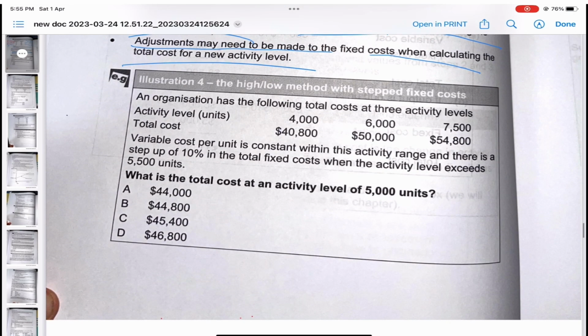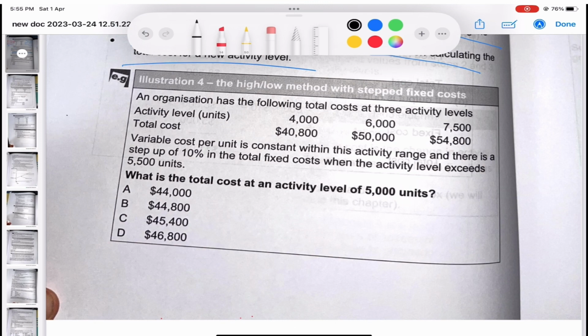The only thing we need to see is there is a step fixed cost in the question. So read the question properly. There is a step up of 10% in the total fixed cost when the activity level exceeds 5,500 units. So we are given the activity levels, we are given the total cost levels. What are we supposed to do? We are supposed to find the total cost at 5,000 units.